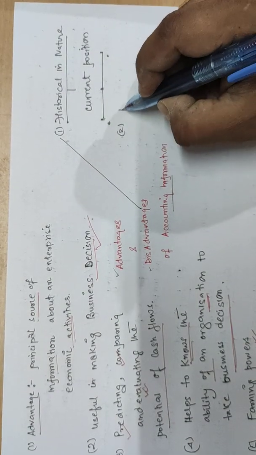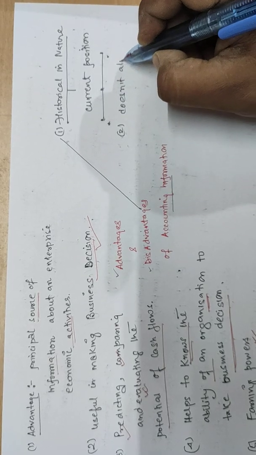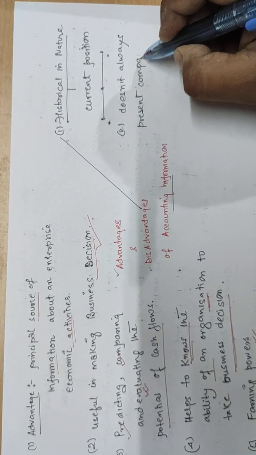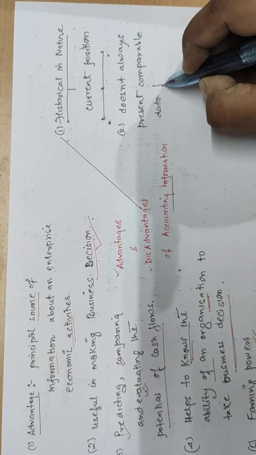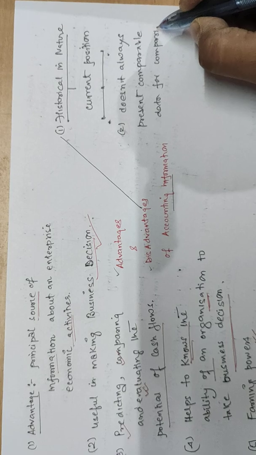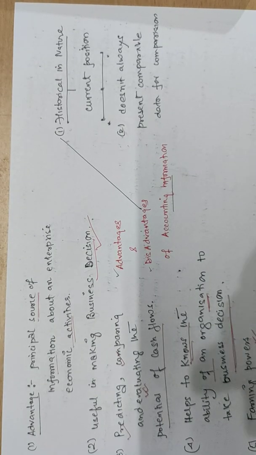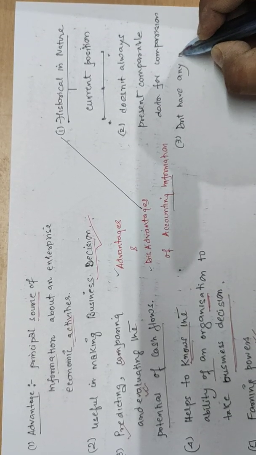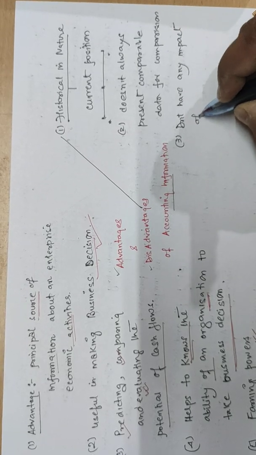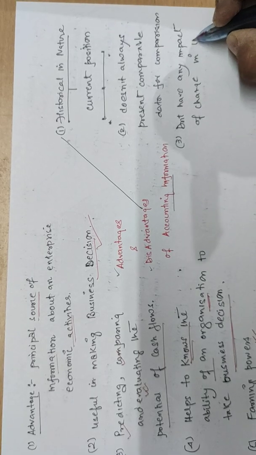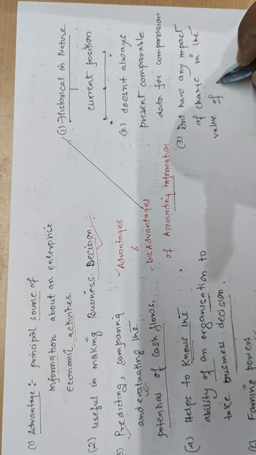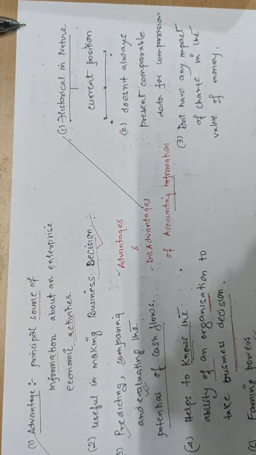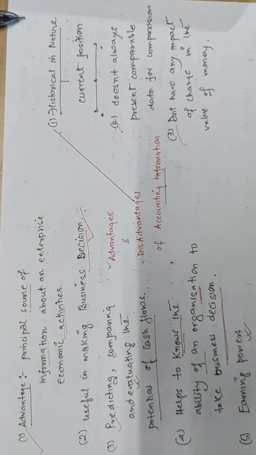Then number two, it does not always present comparable data for comparison. Then number three, it does not have any impact of change in the value of money. Is it clear? So these are the advantages part, and these are the three disadvantages part of accounting information.